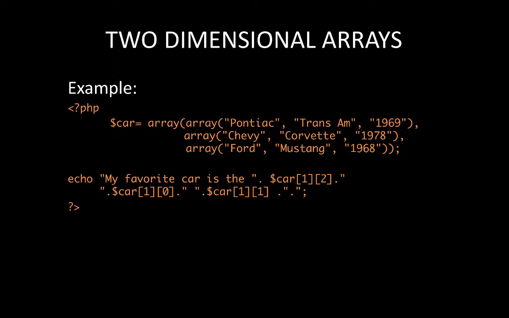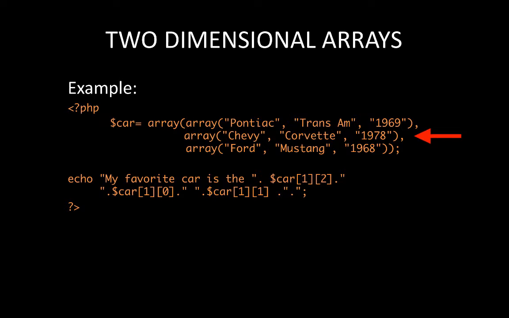So let's take a look at how we display this. In the sentence we have, it's echo, my favorite car is the, and then we have our $car. And now because we have 2, we have to give 2 indicators of which array and which value in the array we're looking at. So the first value is which array we're looking at. And there are 3 of them here. And remember, if they start with 0, we go 0, 1. So that would be that second row where it's Chevy Corvette 1978. And we're looking for the number 2 within that.